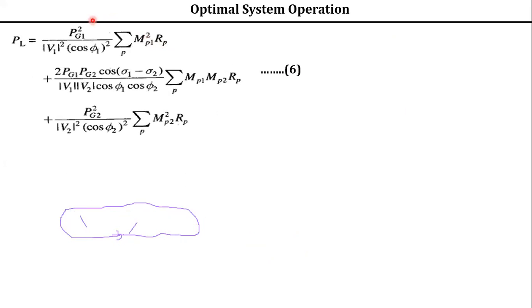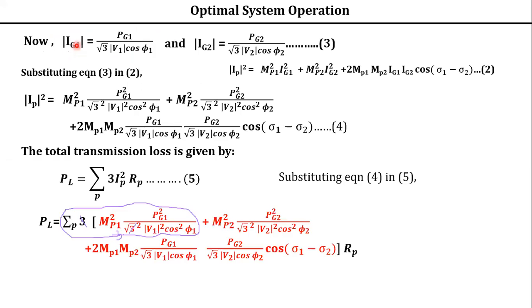Here you see the first term, focus on the first term: Pg1 square by V1 square cos phi 1 square. Within the summation, whatever P suffixes are there, I am keeping them, because here the variable in the summation is P, and this term doesn't have any P. So even putting that within the summation will not make any difference. That's why I'm taking it outside. Clear? Now coming back to the second term.